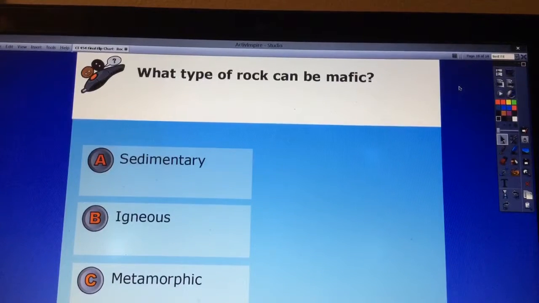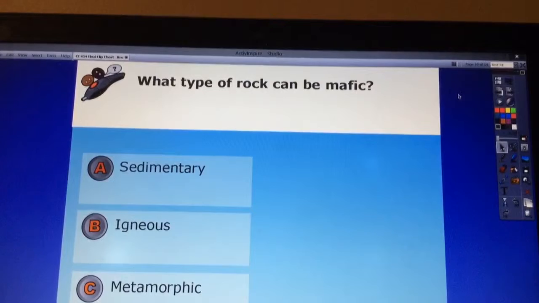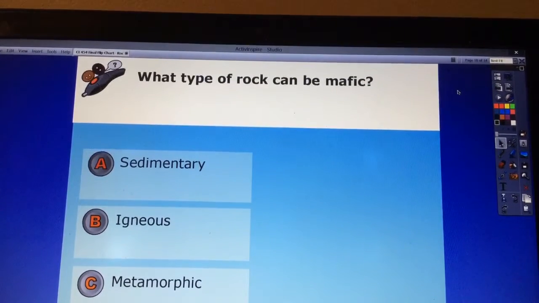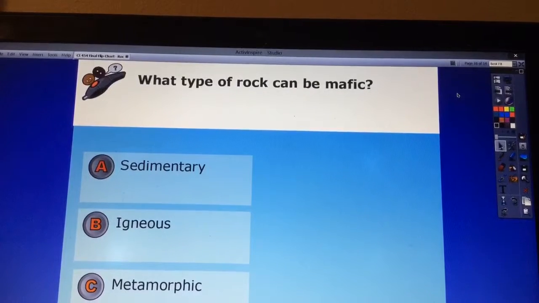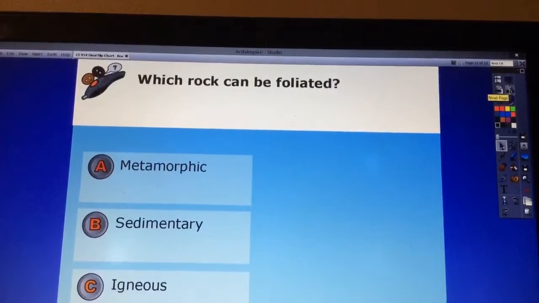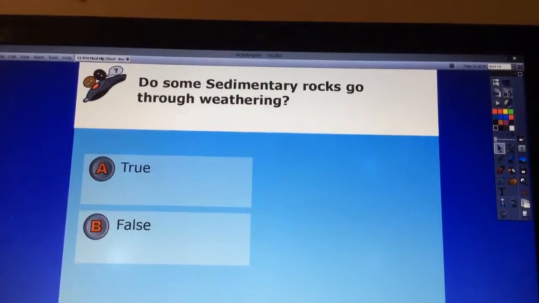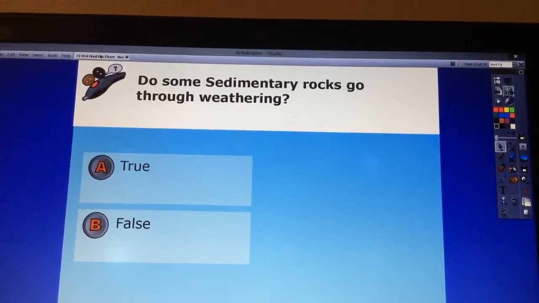And then we have a multiple choice question, which the students can answer A, B, or C, and that lets me know, again, if they were paying attention and learned the material. Same with this one, it's if it's foliated. And this one is another true or false, which is just talking about weathering.